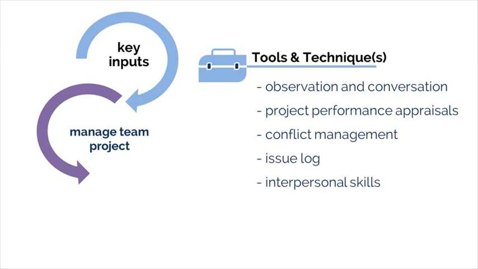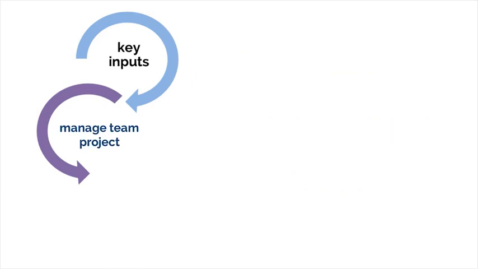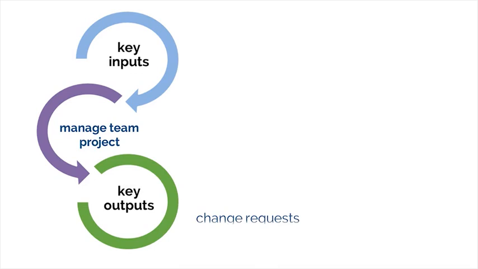Next, interpersonal skills. Project managers use a combination of technical, personal, and conceptual skills to analyze situations and interact appropriately with team members. Using appropriate interpersonal skills allows project managers to capitalize on the strengths of all team members. So with all those and more tools and techniques, our outputs are, as usual, mostly document and plan updates. A key output is change requests.